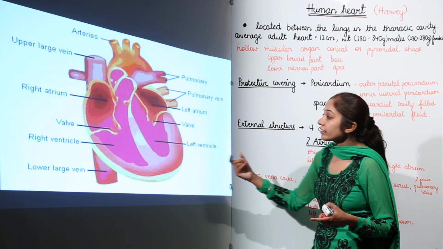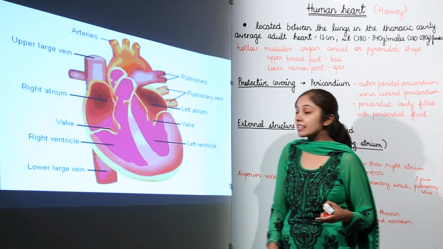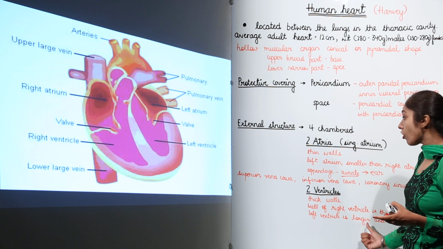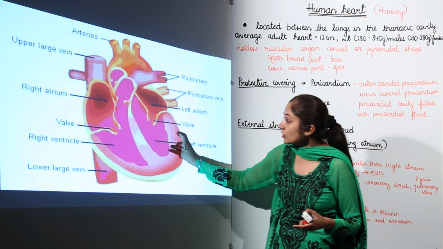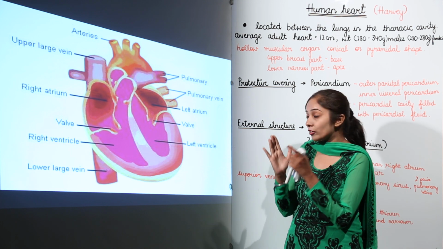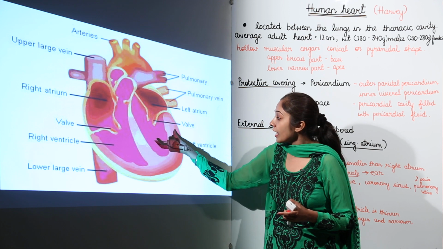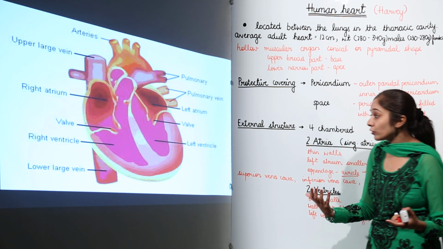If you see the right ventricle, the wall of the right ventricle is quite thin as compared to the left ventricle, and the left ventricle is longer and narrower. You can make out the difference also. The left ventricle is longer and narrower.